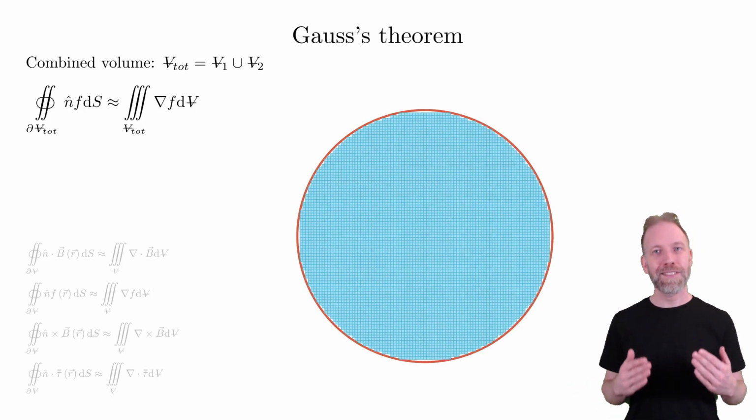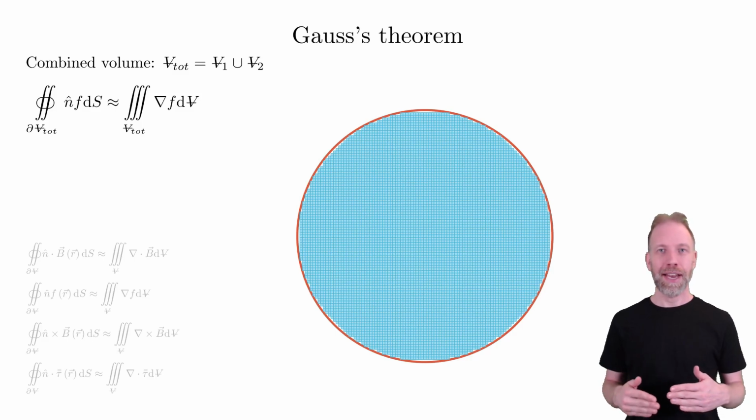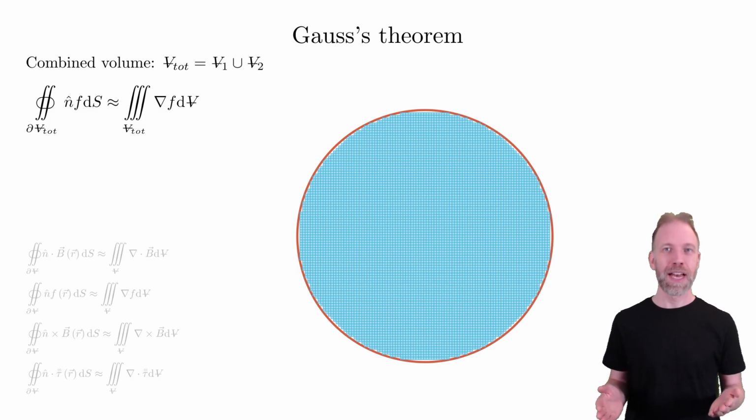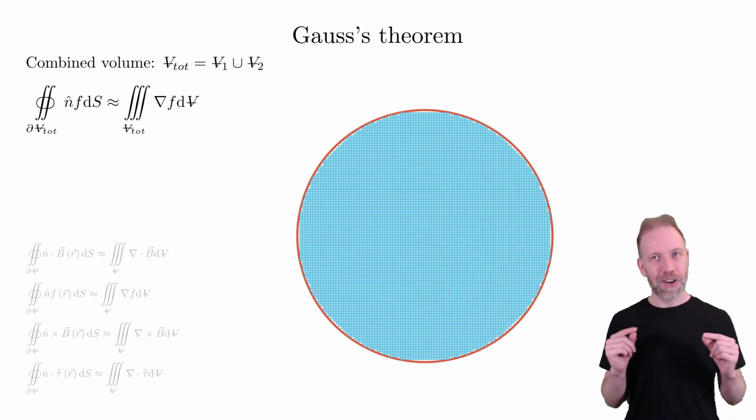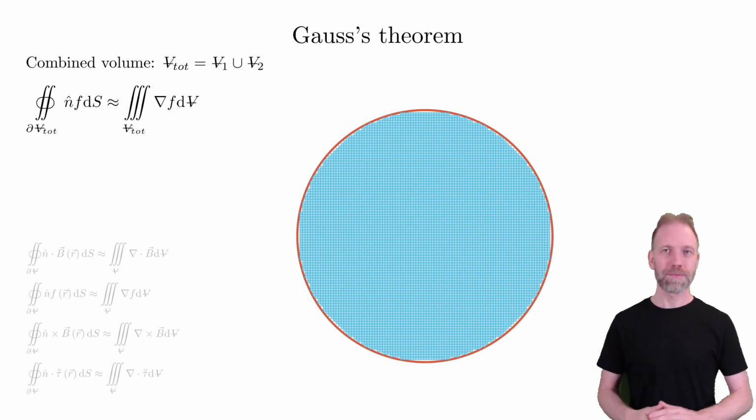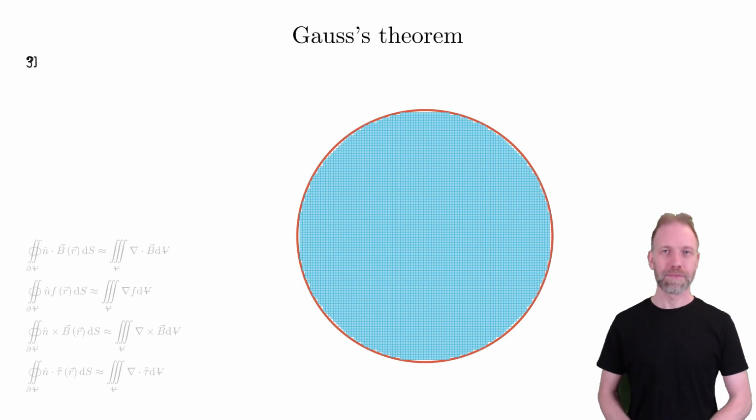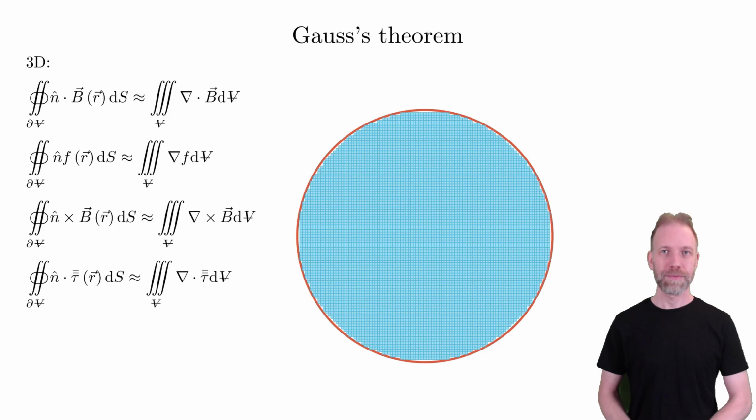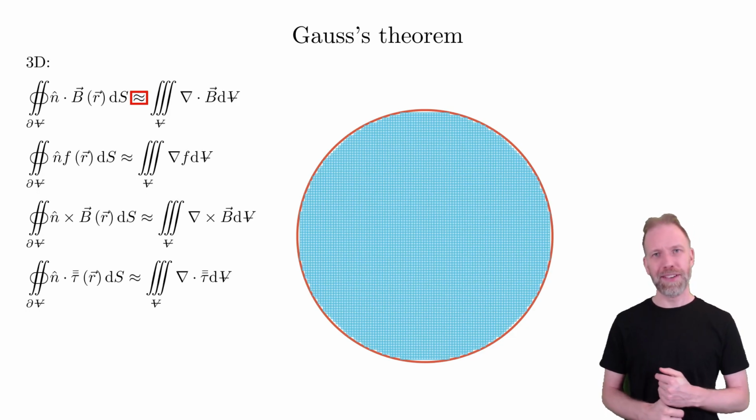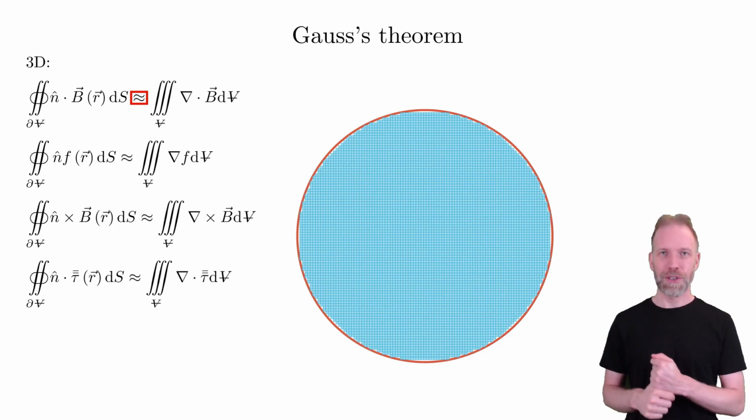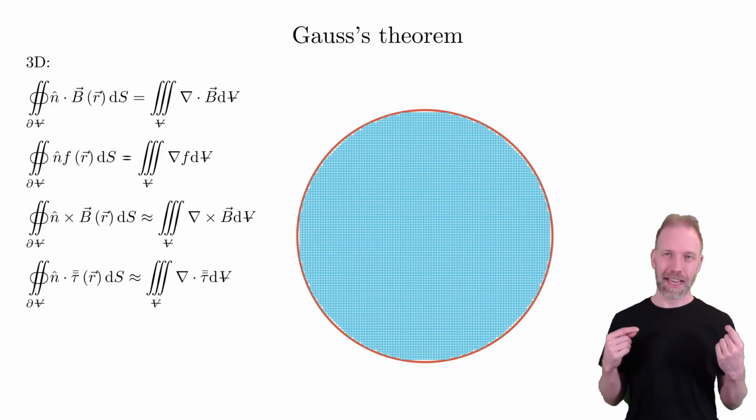Therefore, we can fill any region with boxes, and if they are small enough, the volume of the boxes will approximate the volume we want to integrate over. This means that Gauss' theorem works for general volumes as well. In the limit of infinitely many boxes, we can remove the approximation and write this as an equality.